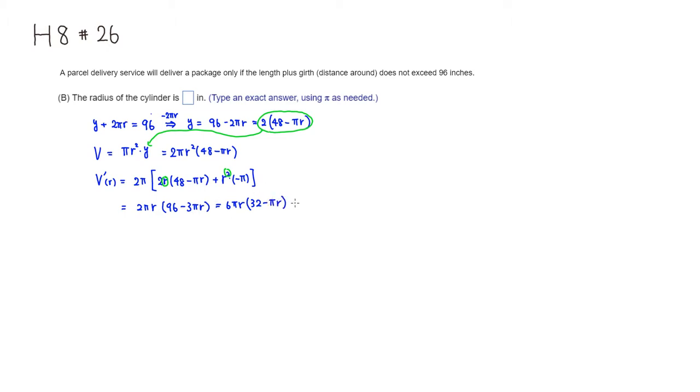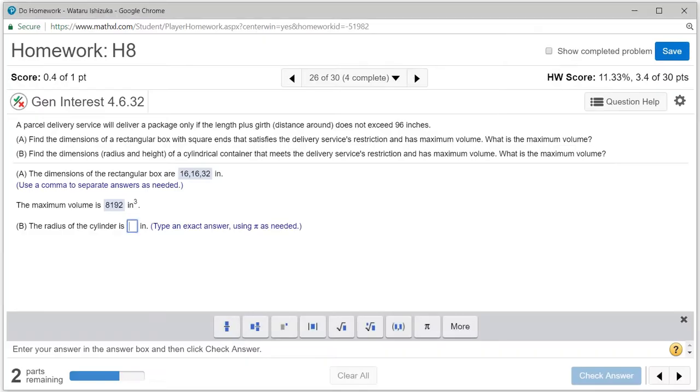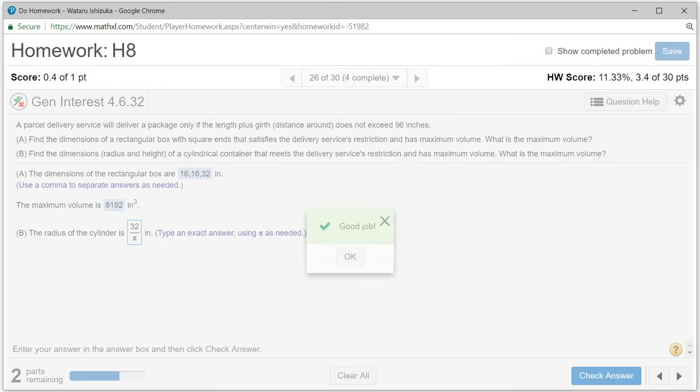So you can see that if you set that equal to 0, we have a critical number. Of course, r equals 0 is one of them, and then you have r equals 32 over pi. Obviously we don't want the radius to be 0, and this critical number is going to give us the largest possible volume. So let's type it in: it's going to be 32 over pi. Let's check the answer. We got that.